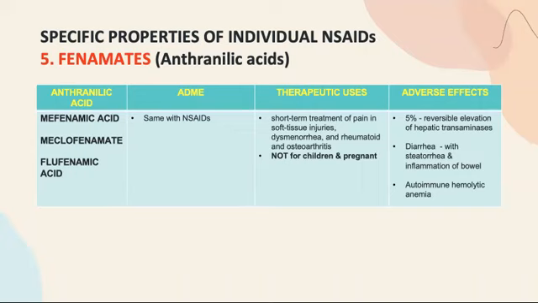Roughly 5% of patients develop irreversible elevation of hepatic transaminases, and diarrhea, which may be severe and associated with steatorrhea and inflammation of the bowel, also is relatively common. Autoimmune hemolytic anemia is a potentially serious but rare side effect.